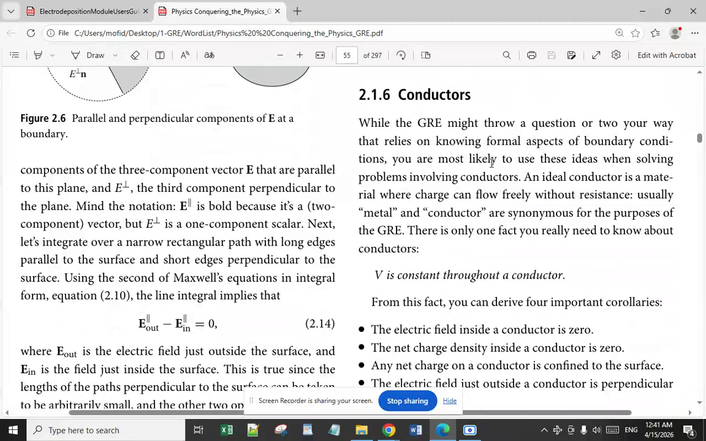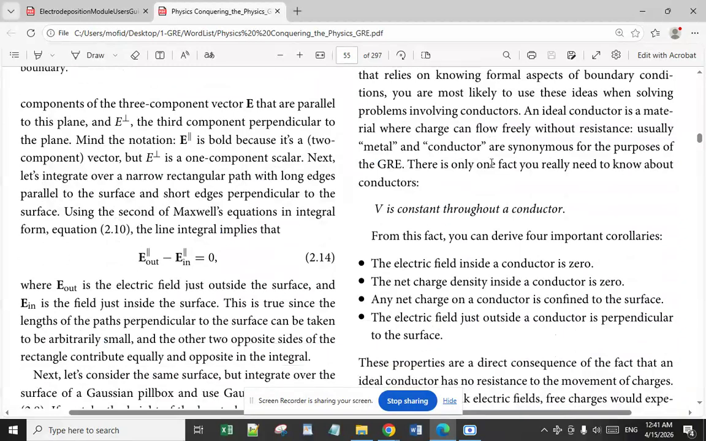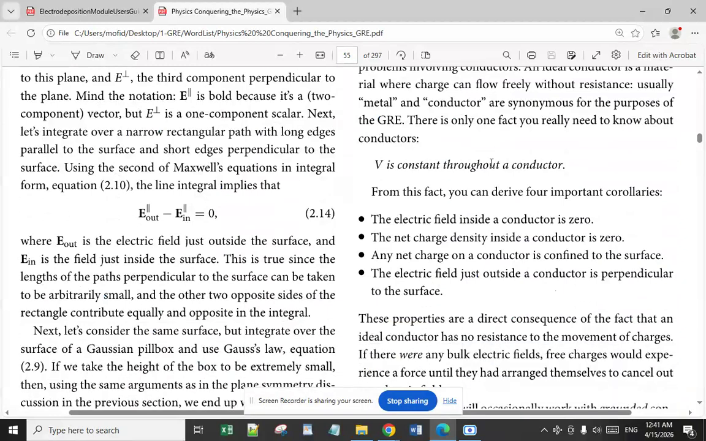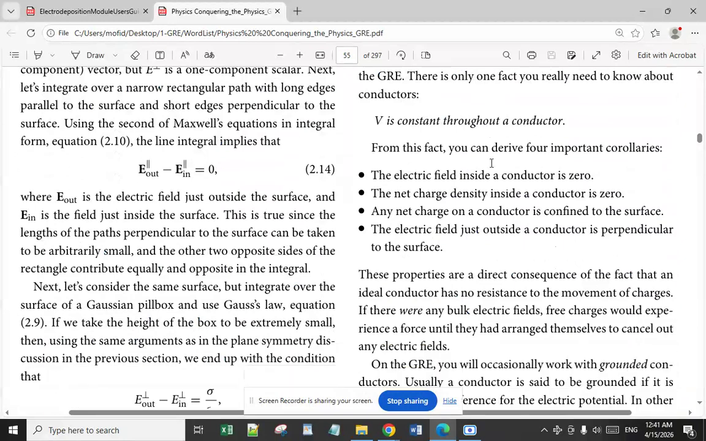Next, let's integrate over a narrow rectangular path with long edges parallel to the surface and short edges perpendicular to the surface, using the second of Maxwell's equations in integral form, Equation 2.10. The line integral implies that E parallel out minus E parallel in is equal to 0, where E out is the electric field just outside the surface and E in is the field just inside the surface. This is true since the length of the path perpendicular to the surface can be taken to be arbitrarily small, and the other two opposite sides of the rectangle contribute equally and opposite in the integral.